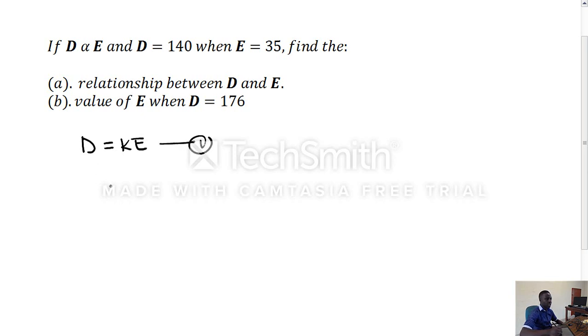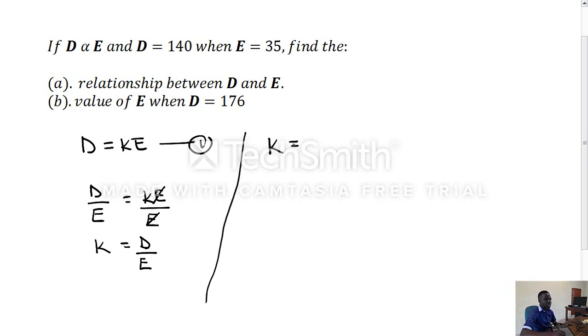Okay, we'll make k the subject of the formula by dividing both sides by e, and this is equal to ke divided by e. E will cancel e, leaving us with k is equal to d over e. But we are given the values of d and e. When you substitute the values, d is equal to 140 when e is equal to 35. So we are going to substitute it.